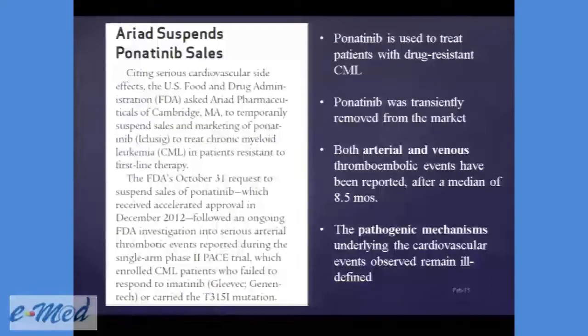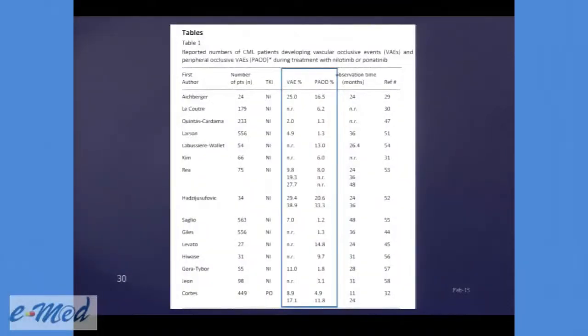And last but not least, ponatinib, a TKI used to treat patients with drug-resistant CML, has been associated with both arterial and venous thromboembolic events. This led to its temporary withdrawal from the American market by the FDA at the end of 2013. However, the drug was reintroduced after several amendments, including dose reduction and better surveillance.